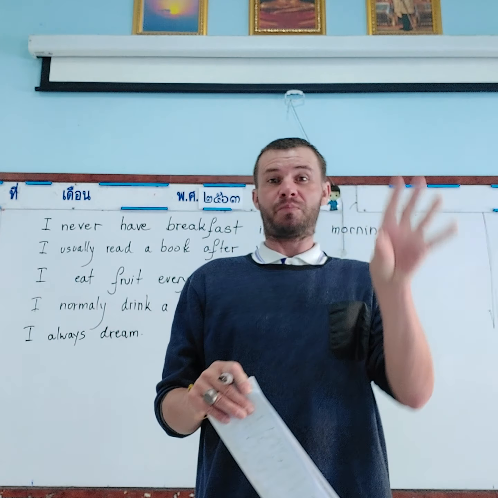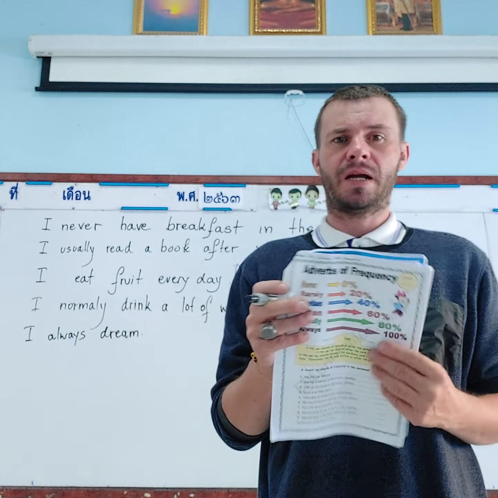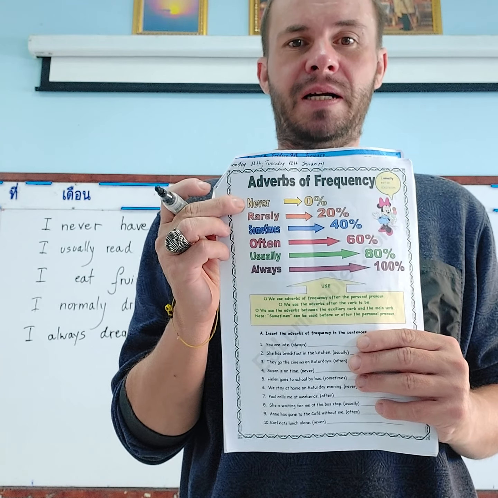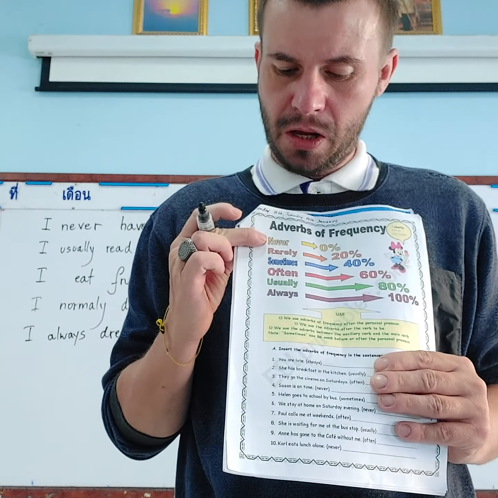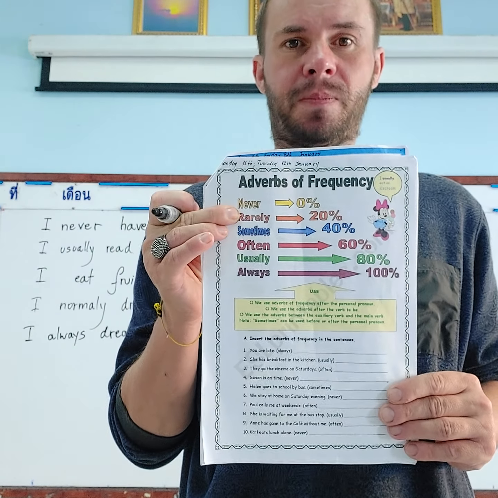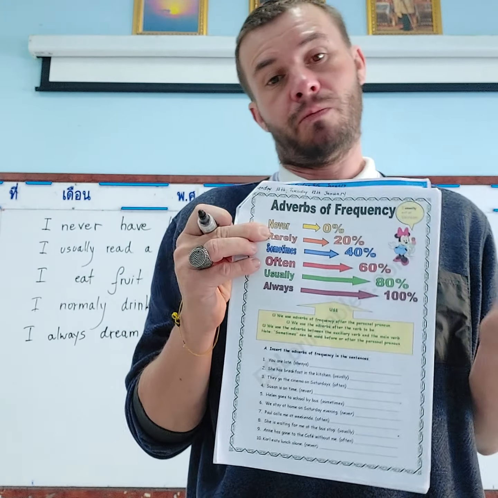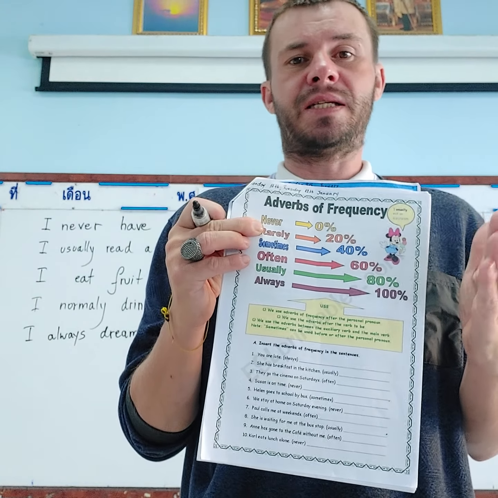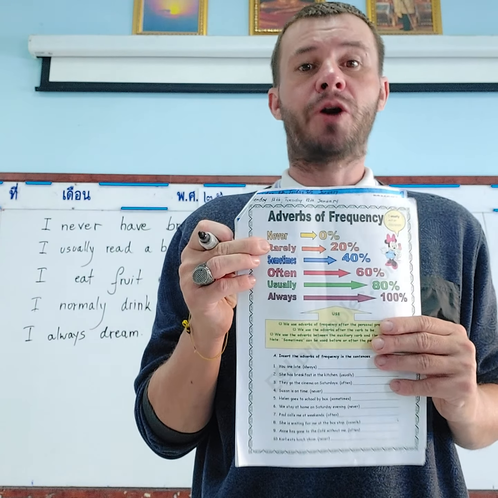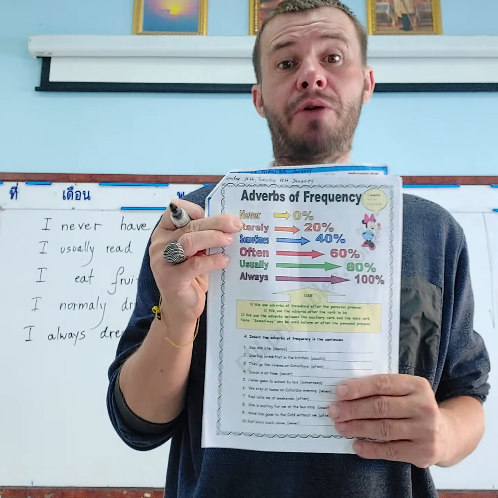So let's review one more time. When something is 0%, then it's never. When something is, here it says 20%, it's rarely. It rarely happens. When it's 0%, it's I never go to Japan. Rarely, I rarely drink tea because I don't really like tea, but sometimes I have it, so I rarely drink tea.